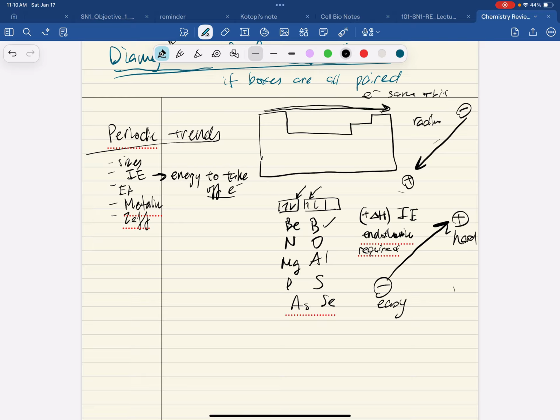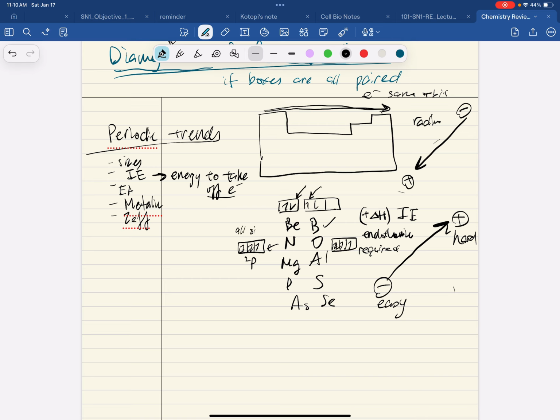And for nitrogen and oxygen, well, nitrogen has an all singly occupied 2p orbital, whereas oxygen is like this. So this one is all singly occupied.